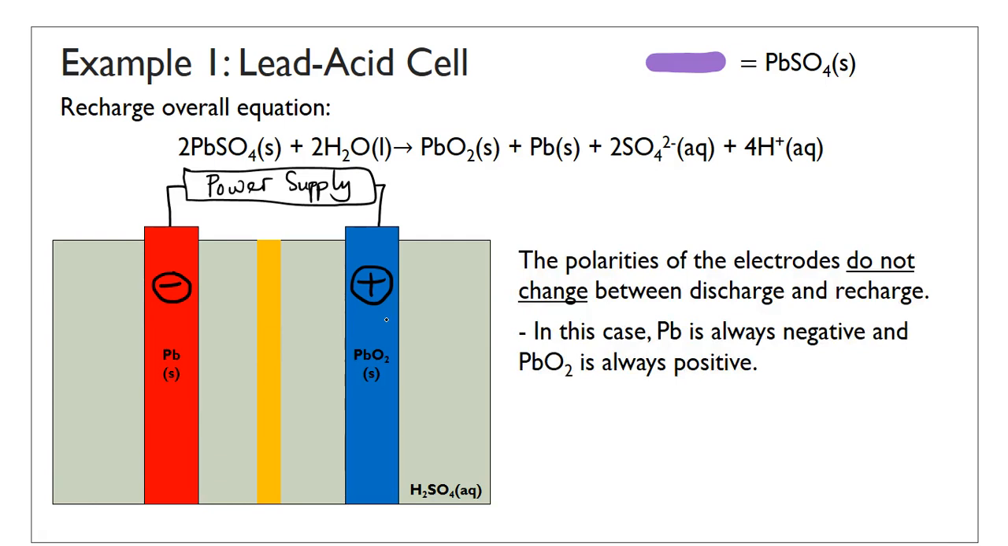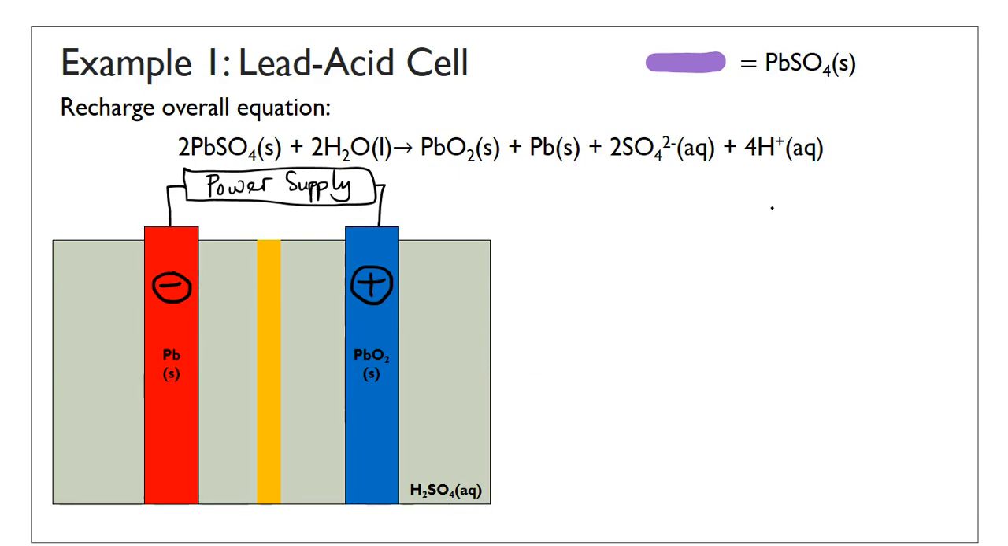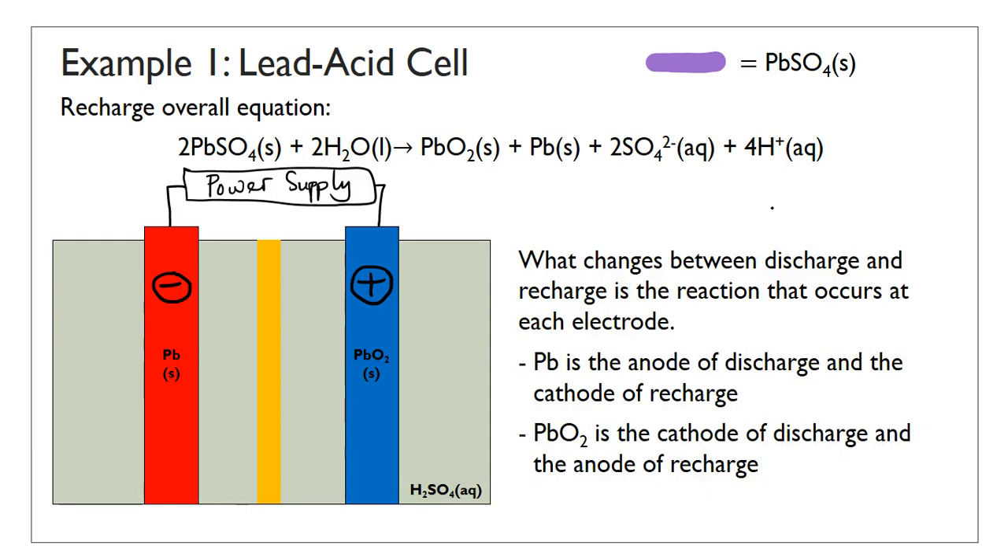A lot of students make this mistake, but keep in mind that the polarities of the electrodes do not change between discharge and recharge. And by polarities, I mean positive or negative. So Pb is always a negative electrode in this cell, regardless of whether you're discharging or recharging, and PbO2 is always the positive electrode. However, what actually changes is the reactions that occur in each electrode. So the anode becomes the cathode, and the cathode becomes the anode, whereas their polarities remain the same.